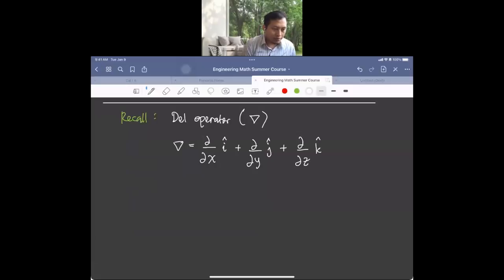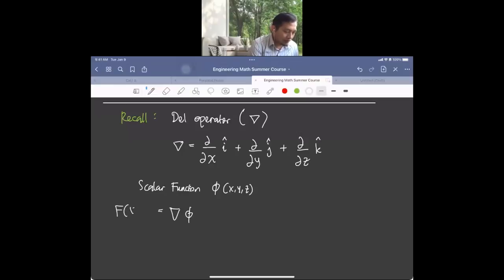If we combine this del with some scalar function, let's say we have a scalar function, and we multiply del with this scalar function, this is actually what we have as a vector field. So the vector field is basically the del operator applied to, or the partial of, the scalar function.